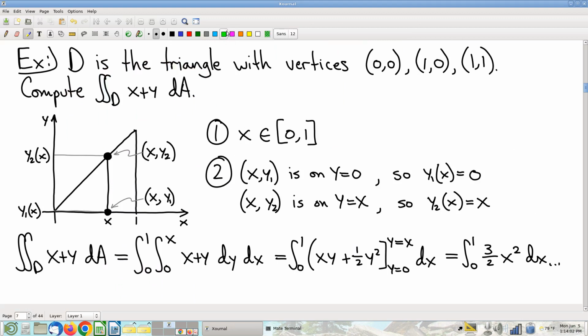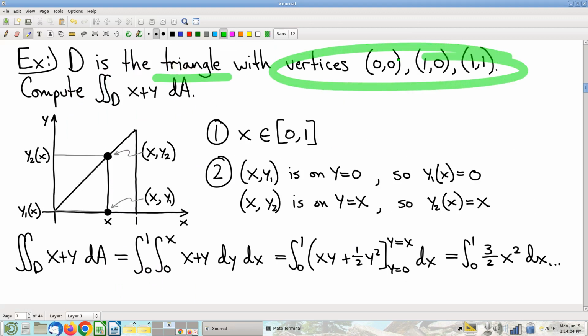All right, well, we have a triangle with certain vertices. So here's our domain. All right, well, what's the range of values for x? x is going to go from 0 to 1. You can kind of see that straight from the picture.